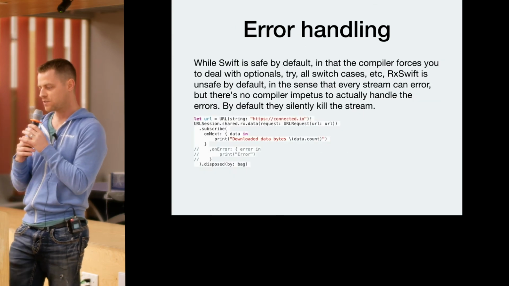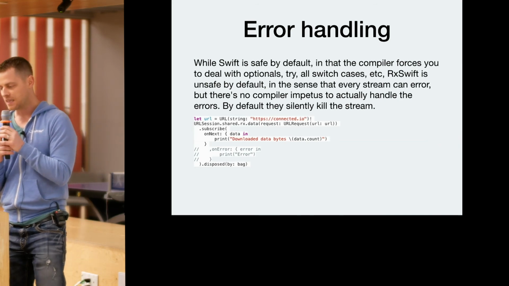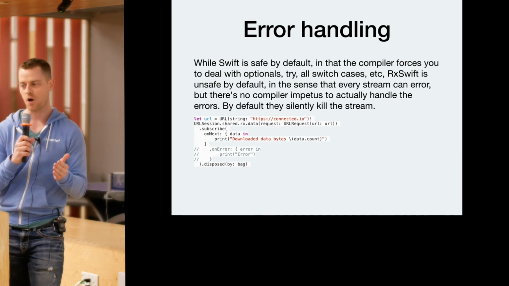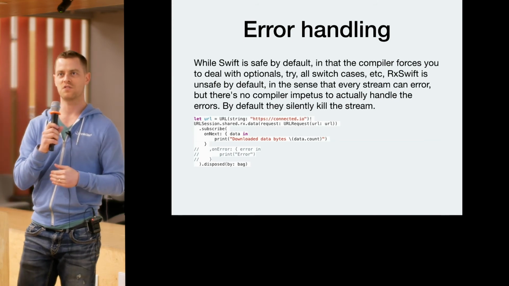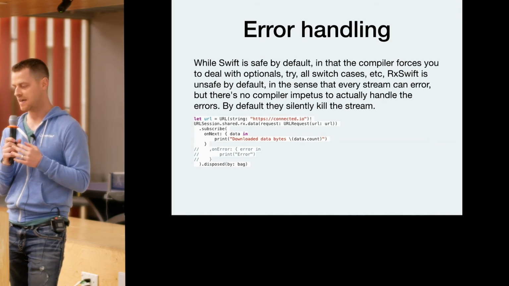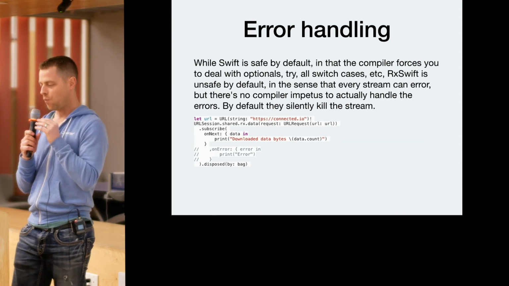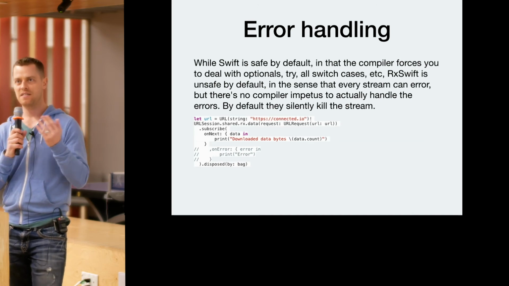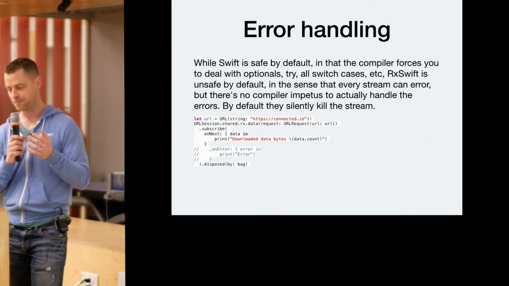Error handling. So here's my number one problem with RxSwift. I love Swift. Swift is safe by default, okay? You have to deal with optionals. You have to deal with try. I try to only code exhaustive switches. And then RxSwift is unsafe by default in the sense that every stream can error, but there's no compiler warning or error or anything like that telling you to handle the errors. By default, you can just not handle them and they'll silently kill the stream.